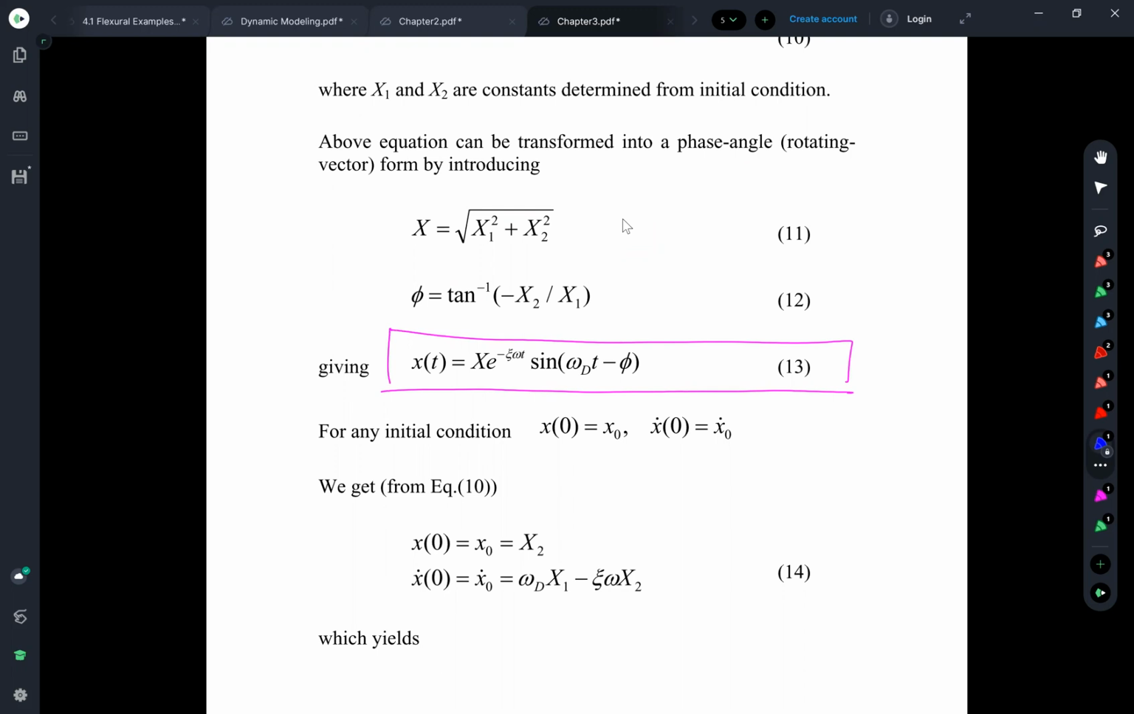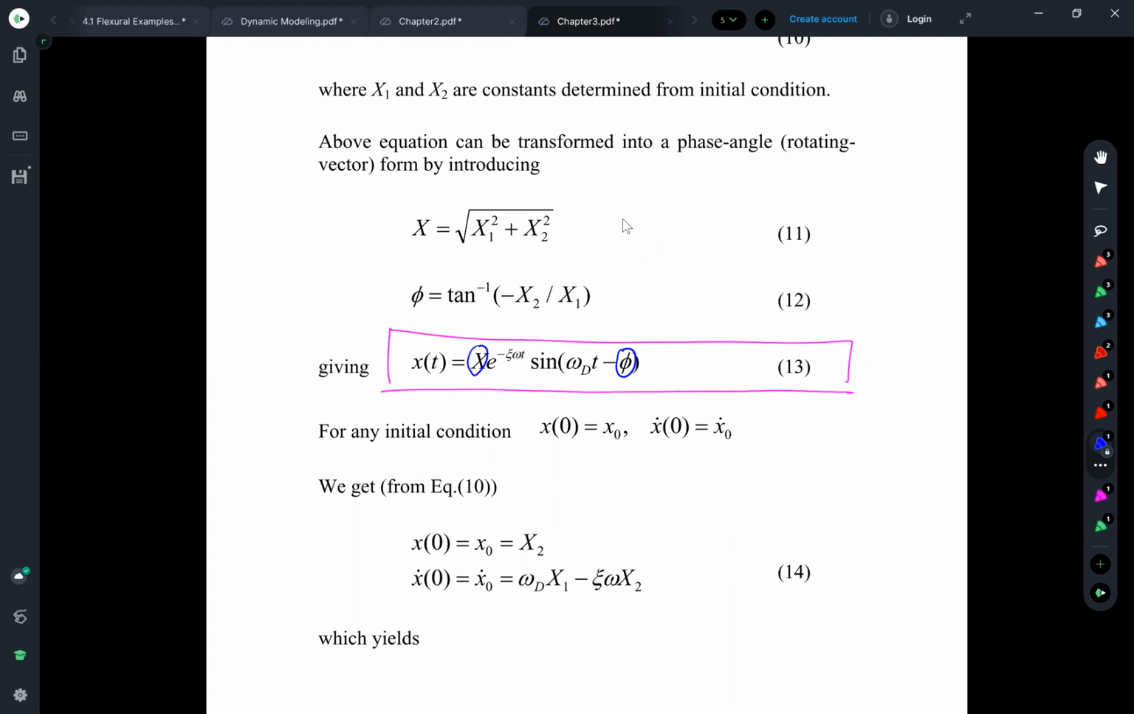The capital X is one of the constants. Solving a second order differential equation, you should keep in mind that the general form of the solution should contain two arbitrary constants. In equation number 13, the first arbitrary constant is the big X and the second arbitrary constant is phi. So when you have two arbitrary constants, you can take care of the two initial conditions.